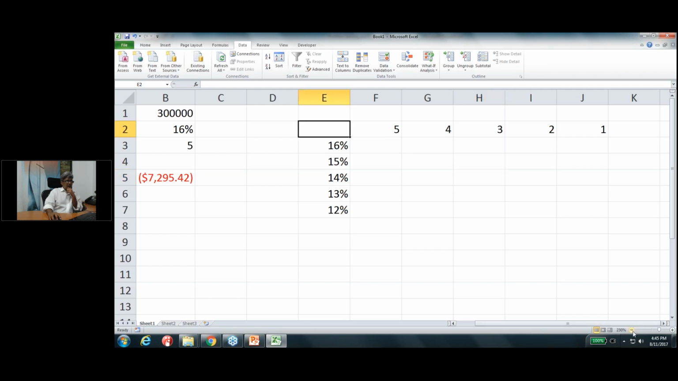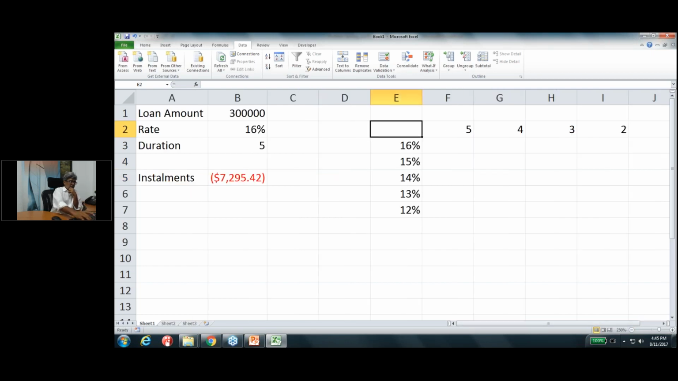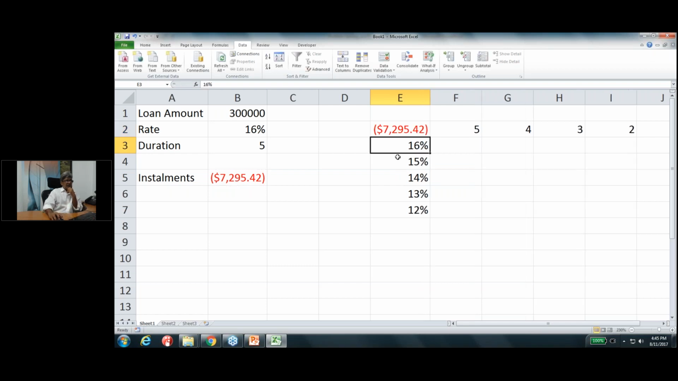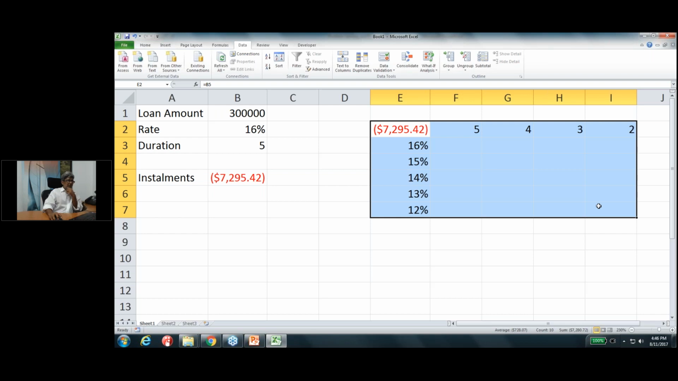So what we will do is we just use the equal to sign. Then we have P5, and that we have the answer. Now select this one. After this selection, go to the data tab, go to the data tools, and then what if analysis. Then we have the data table.